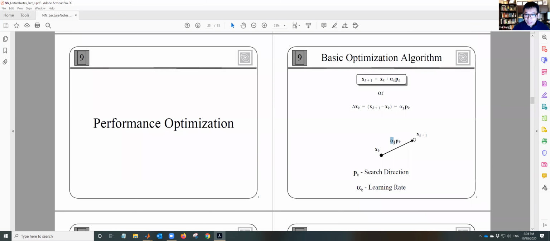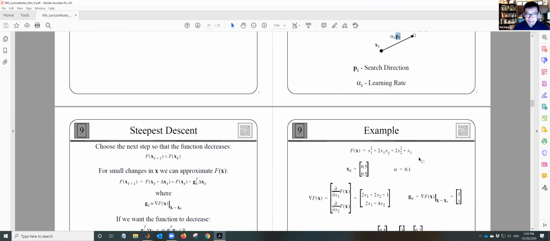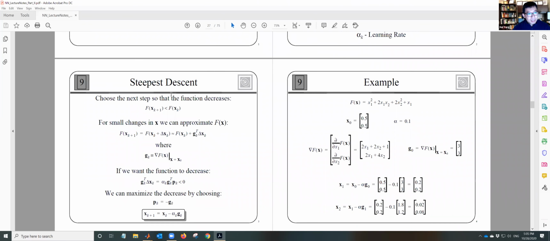So alpha becomes your learning rate. Pk is a search direction. For steepest descent, you choose the next step so that the function decreases. Obviously, we want to search for the minimum. We need to relocate to a new location that is smaller than my previous location.